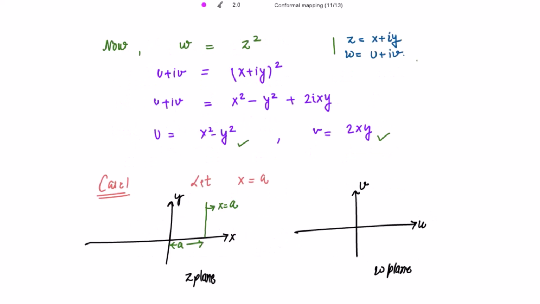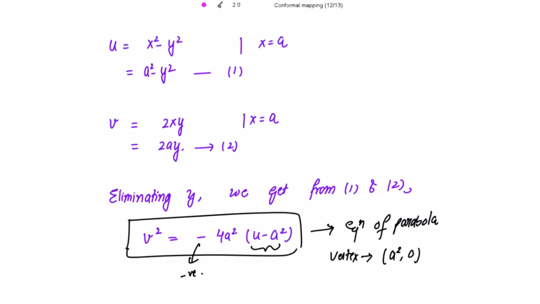So in the w plane we are getting a parabola, right? This is your point a square 0 as the vertex, and this is the parabola v square equal to negative 4a square into u minus a square, right? Okay, now let's move on to case 2.